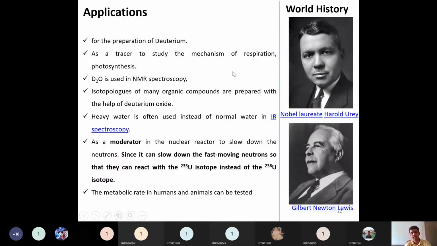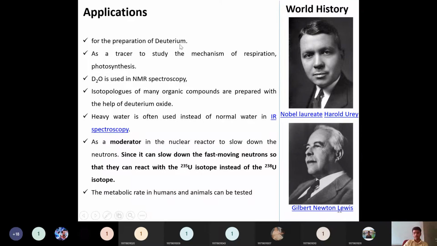So what are the applications? Why do we have to use this heavy water? The first application is to prepare deuterium. Deuterium has many advantages in our normal nuclear power plants, due to its very low neutron absorption capacity, the absorption cross section, we can say. That we will discuss in the next topic.